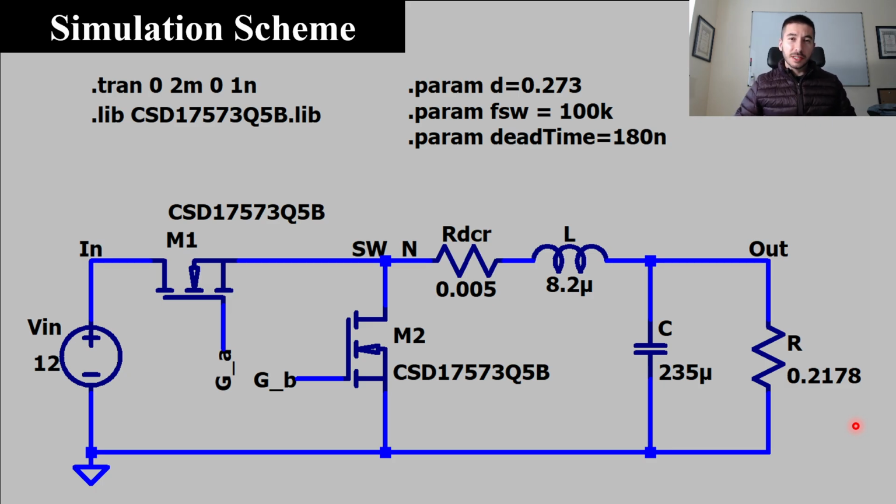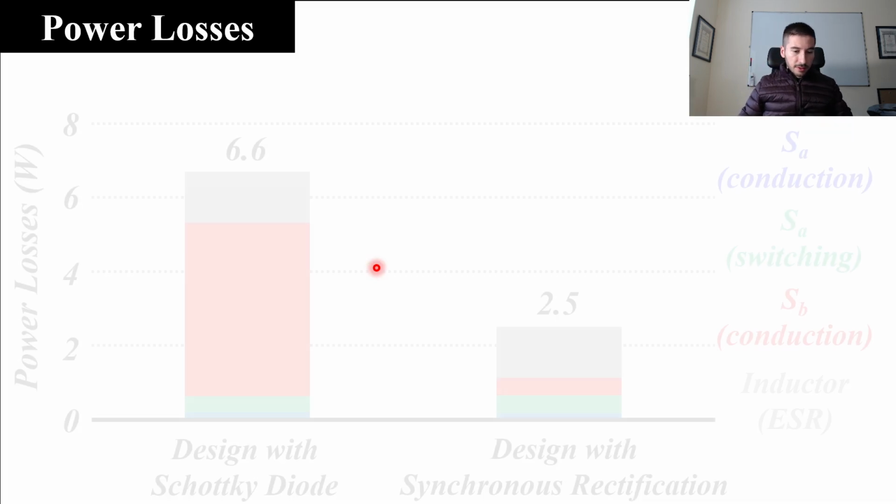Hi, in this video we are going to do a comparison between the initial buck converter design with the Schottky diode and the new design with synchronous rectification, which in fact is the design we have here. We are going to do the comparison in terms of power losses and size. So let's see the results.